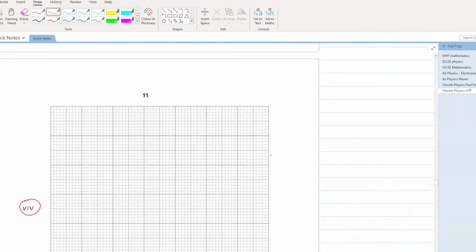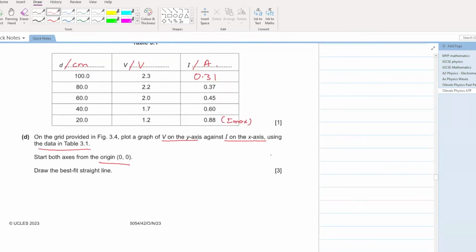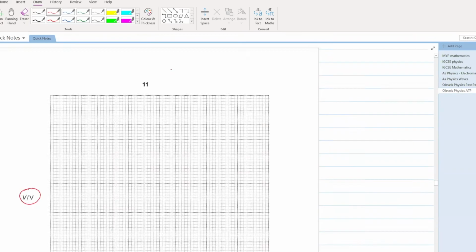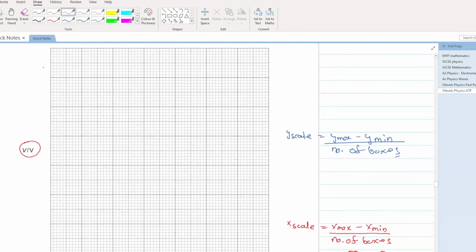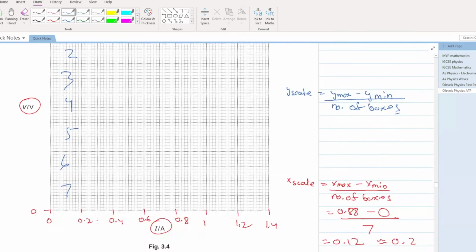Now, how will you mark the scale on the y-axis? Again, very easy. What is the maximum value on the y-axis? 2.3. Perfect. So let's do the working for the y-axis as well. You can say the y scale will be equal to the maximum value of y minus the minimum value of y divided by the number of boxes on y. So how many boxes do we have on the y-axis? 1, 2, 3, 4, 5, 6, 7. Perfect. 7 boxes on the y-axis.